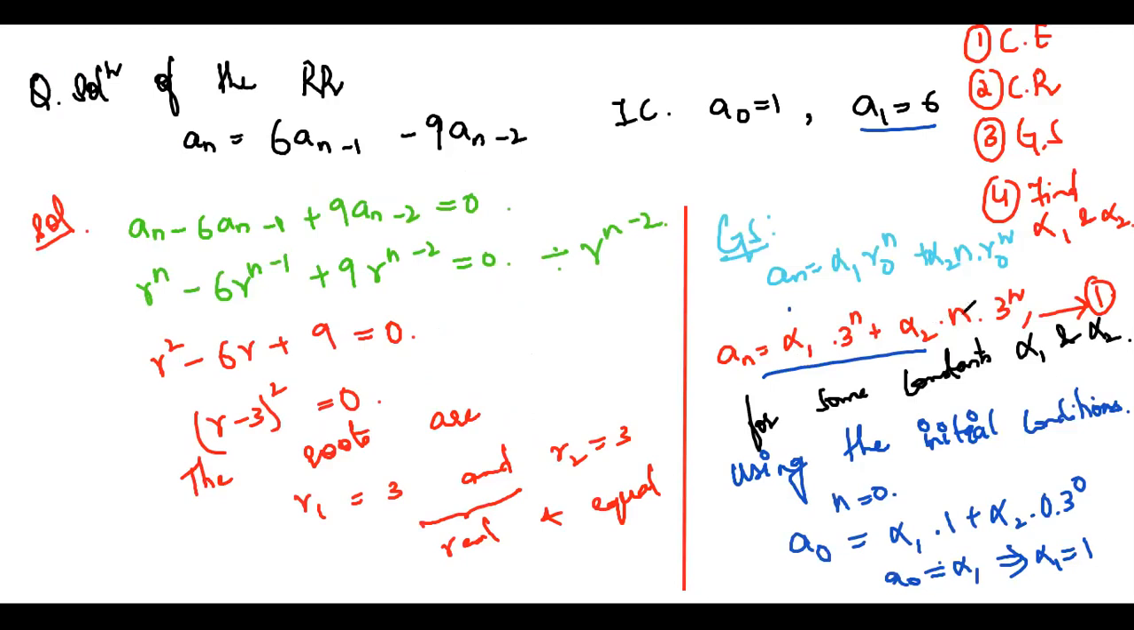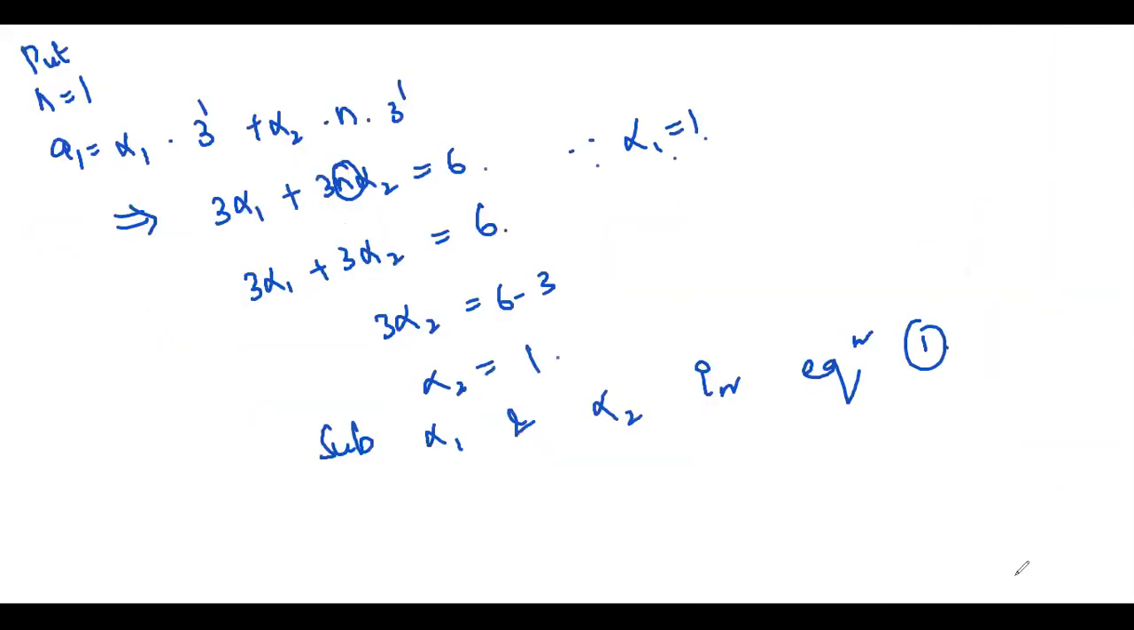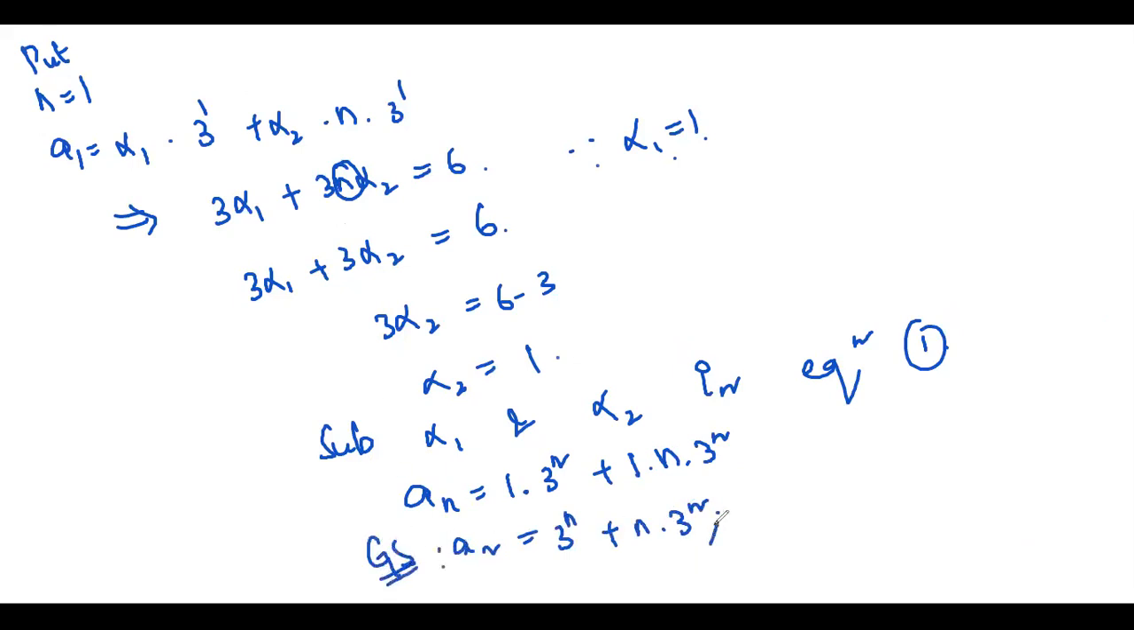our equation 1, alpha 1 into 3 power n plus alpha 2 into n into 3 power n. So let's find out. An is equal to 1 into 3 power n plus 1 into n into 3 power n. So this is given as 3 power n plus n into 3 power n. Okay. Now we have got our general solution. This is our general solution. This is the final solution.